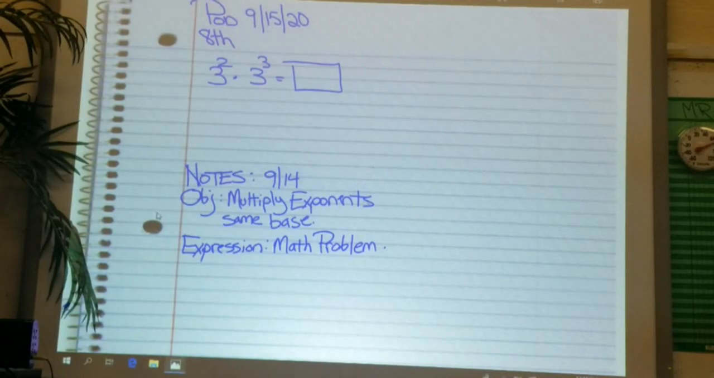Here's your problem of the day. 3 to the second times 3 to the third. See if you can figure it out.